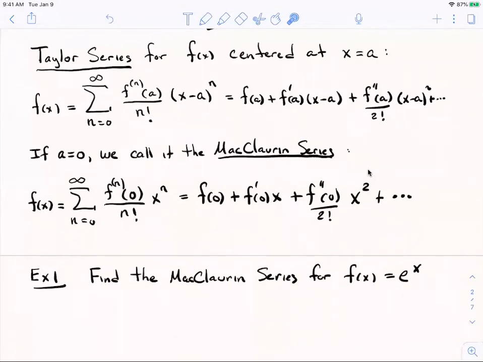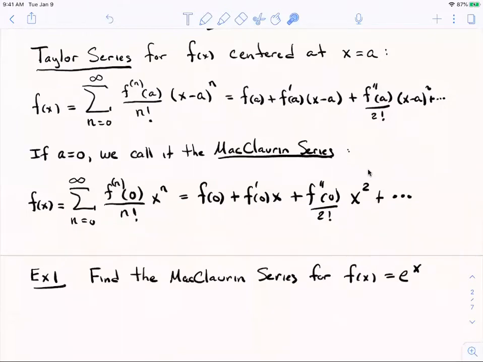But a Maclaurin series, just make a note of it. It's a special case of a Taylor series. It's when the Taylor series is centered at 0. So in particular, the notation looks a little different, right? We don't write x minus 0, we just write x, and I'm plugging in 0. So the Maclaurin series is f of 0, plus f prime of 0 times x, and so on and so on and so on. All right, let's find one.